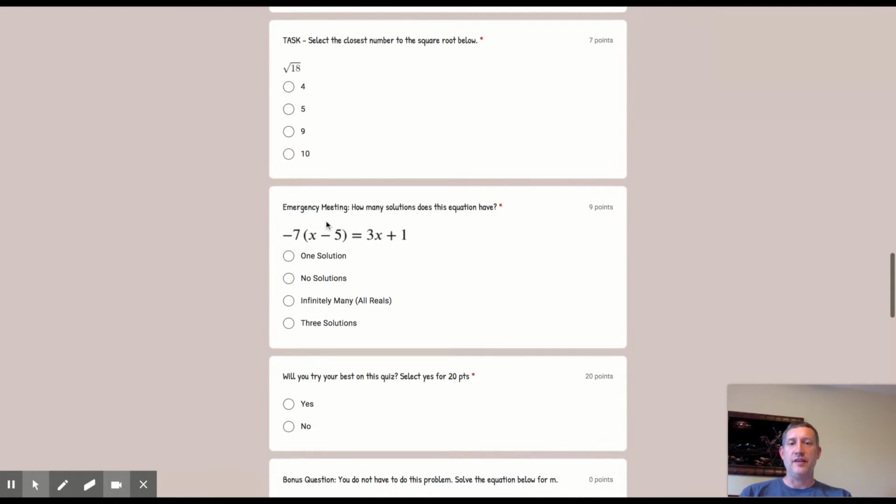All right, this one here, square root of 18. That is very close to the square root of 16. Okay, 16 is the perfect square that's closest to 18. What's the square root of 16? It's 4. The square root of 16 is 4. 4 times 4 is 16. So 16 is your perfect square. So 4 is what it's closest to.